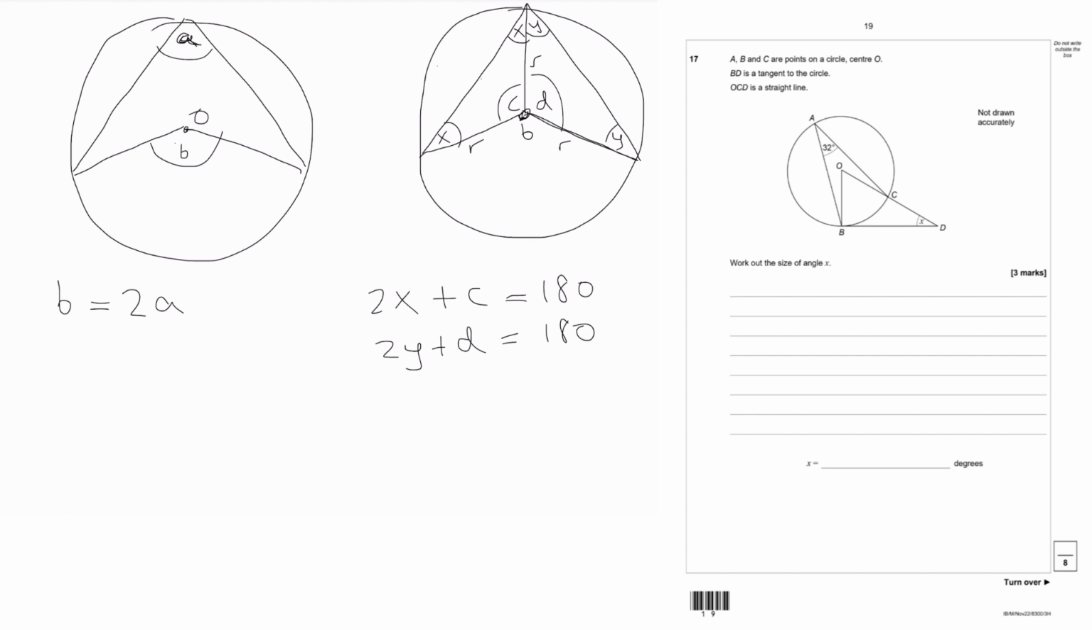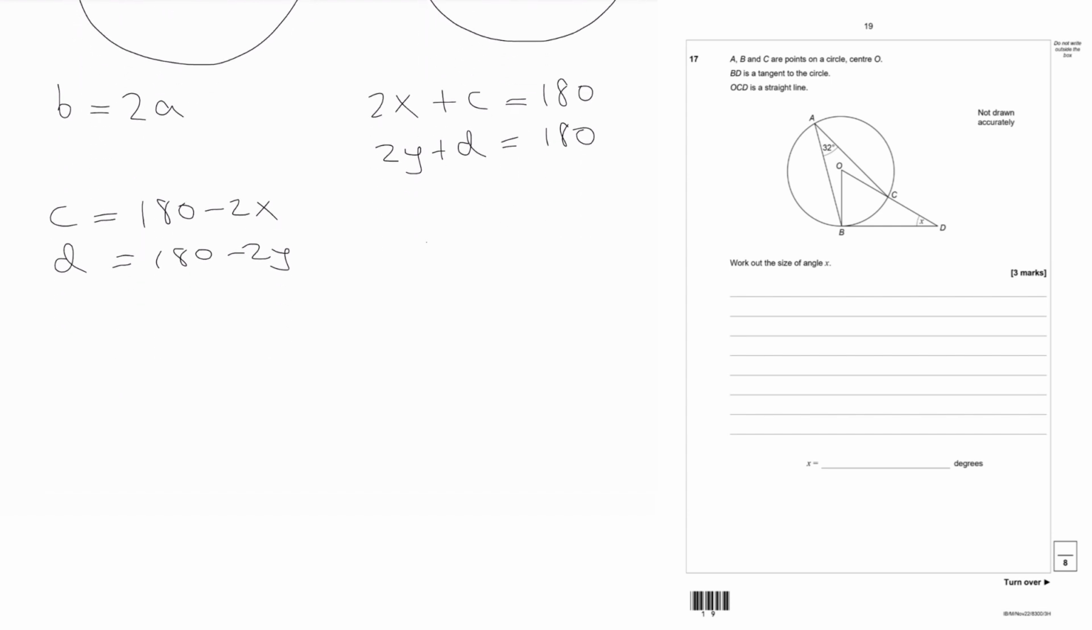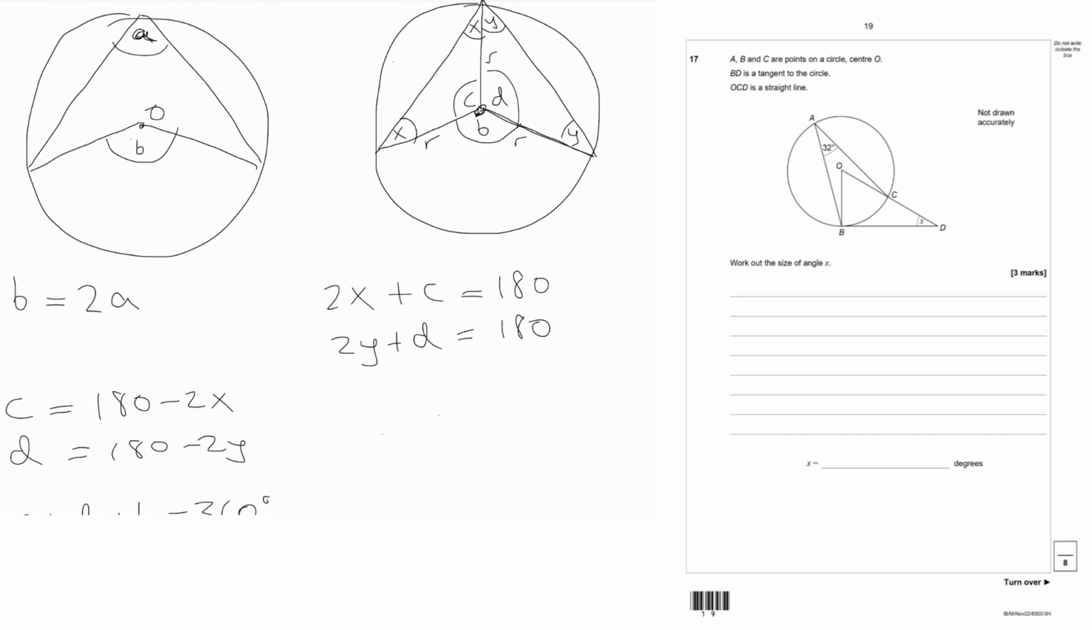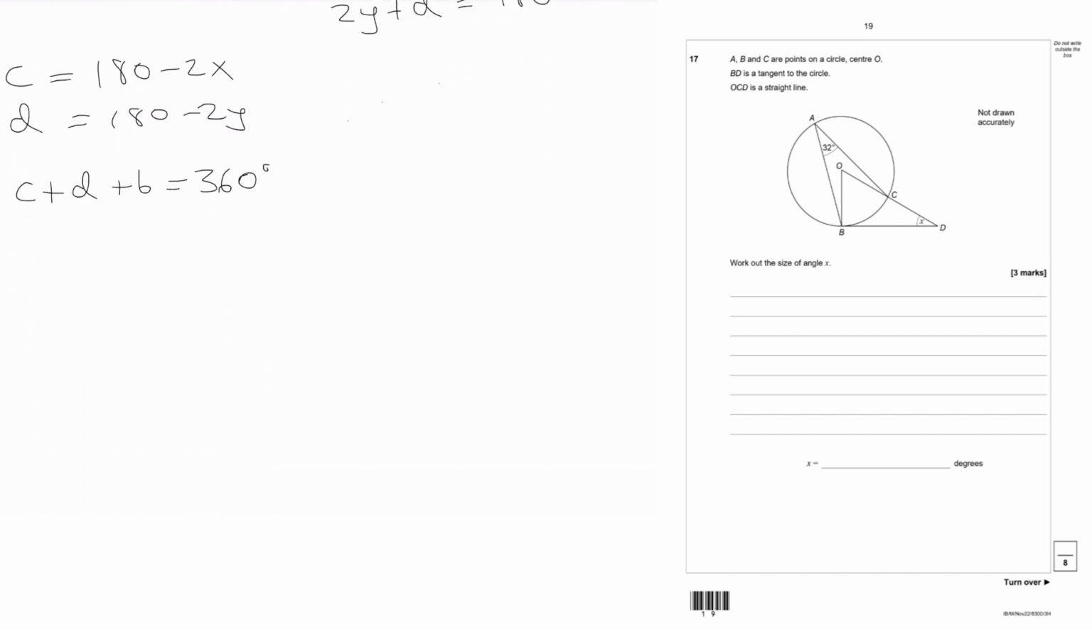And let's just remember that this angle down here is B. So what we can say here, let's rearrange these, that C equals 180 minus 2x. We're going to say that D equals 180 minus 2y. And we know that C plus D plus B equals 360 degrees, because C plus D plus B is a circle, so there's 360 degrees in a circle.